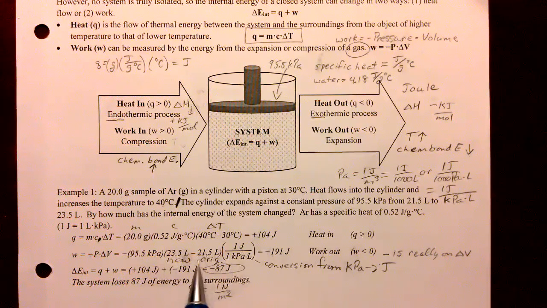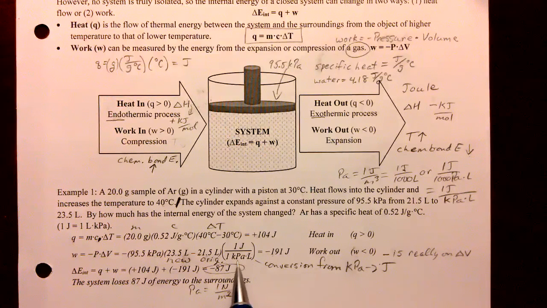So when we get that, we can just convert it in our minds and just say, well, that's the same number of joules, because really a kilopascal liter is a joule. So we can just call that joules, and we get a negative answer there because we lost energy by doing the work against the outside. So the total change of energy internal is Q plus W. So we're just going to take these two and add them together. And there's our overall change. So it loses 87 joules of energy to the surroundings.